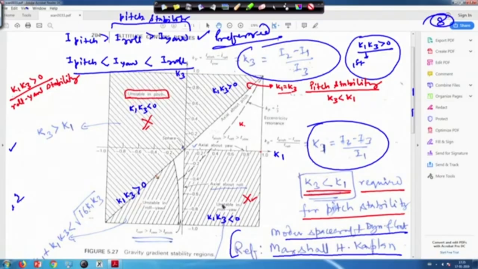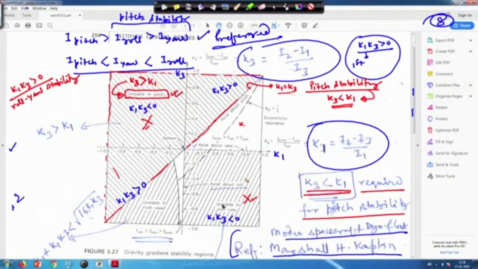So, in this region above this line, the line which is drawn here, going from this place to this place, you will have K3 greater than K1. While pitch stability requires that K3 should be less than K1, and therefore this becomes unstable in pitch. This is applicable for all the points lying above this line. So, this whole region which is hashed like this, this upper region, this whole portion, is pitch unstable, because this condition is not satisfied, and therefore it has been hashed like this and written as pitch unstable.